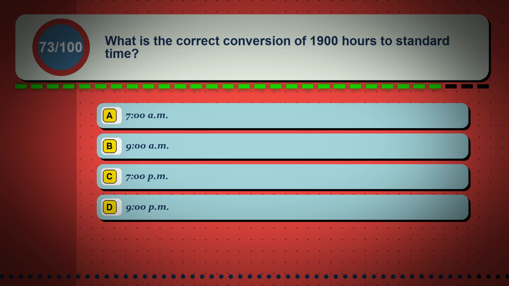Question 73. What is the correct conversion of 1900 hours to standard time? Option A, 7 a.m., option B, 9 a.m., option C, 7 p.m., option D, 9 p.m.